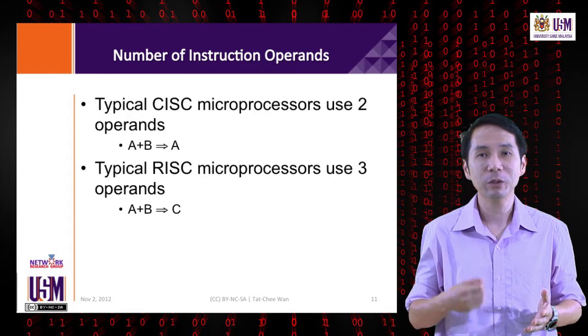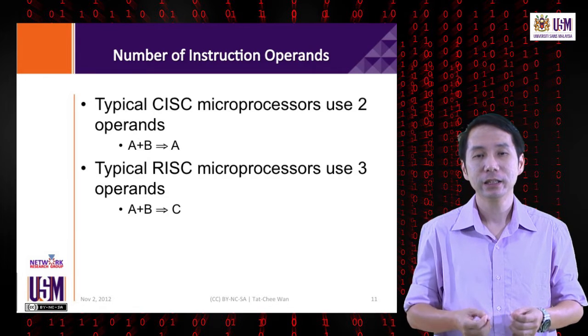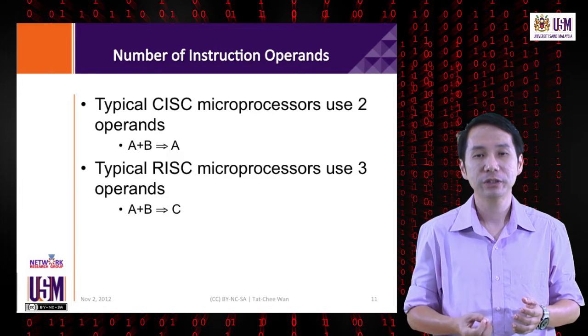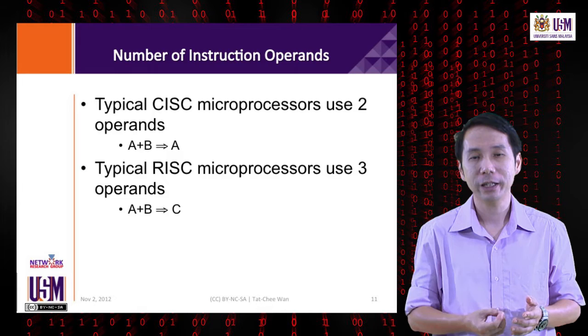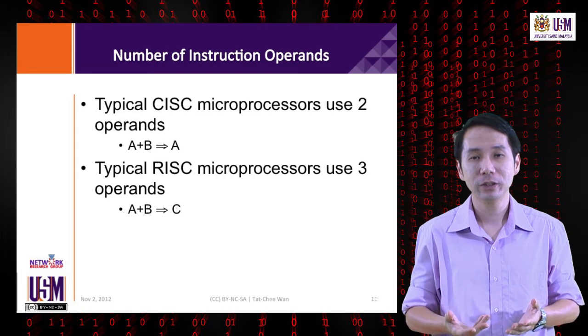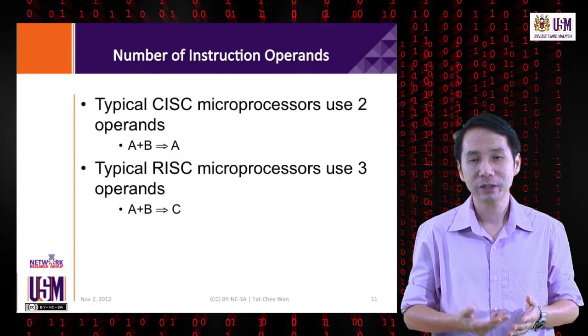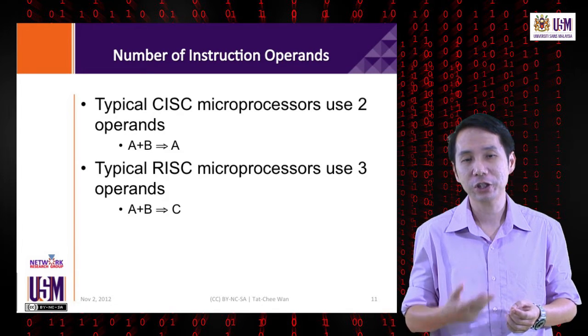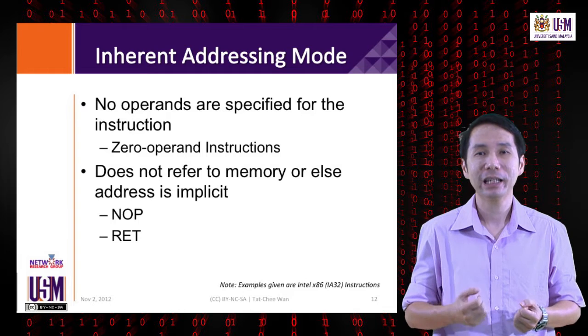We should also note that the number of instruction operands differs from processor architecture to processor architecture. But typically, CISC microcontrollers or microprocessors use 2 operands. So if you have the addition of register A, or operand A, with operand B, the output of this calculation will be stored back into one of the registers, typically register A. Now in the RISC processor, we typically define 3 operands. What this means is that we are able to perform an operation or calculation on 2 registers A and B, and the result can be stored into a different register C. So what is inherent addressing mode?